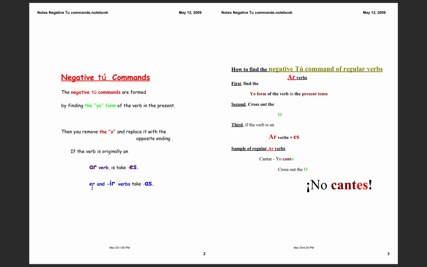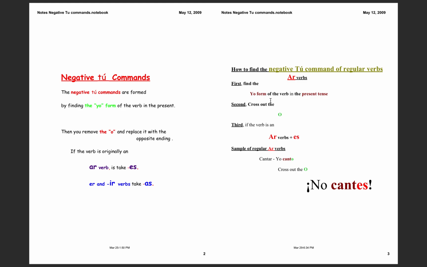Back over here to your left, if it's an ER or IR verb, put AS. You're flipping the endings, is what we're saying here. AR verbs are going to take the ER, IR endings. ER and IR verbs are going to take the AR verb endings, and that's how we get our command form. Okay, so put the verb in the yo form, take off the O, and then remember, AR verbs, I'm going to add an ES. ER, IR verbs, I'm going to add an AS after I take off the O.